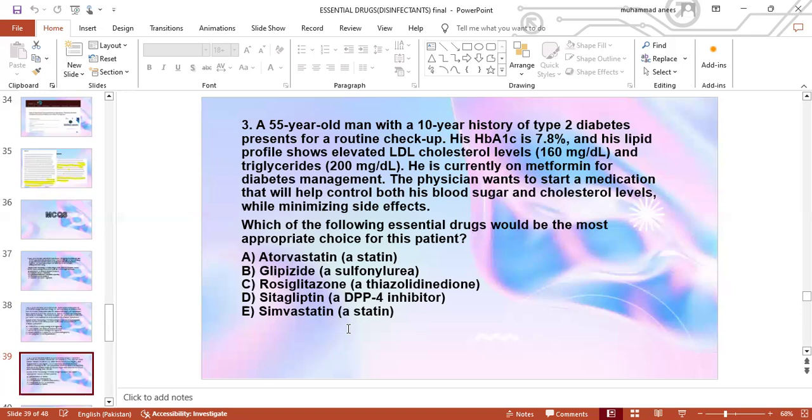A is atorvastatin, B is glipizide, C is rosiglitazone, D is sitagliptin, E is simvastatin. Atorvastatin or simvastatin. Yes, A, atorvastatin.